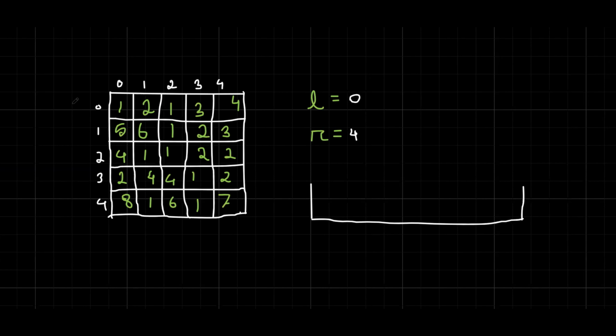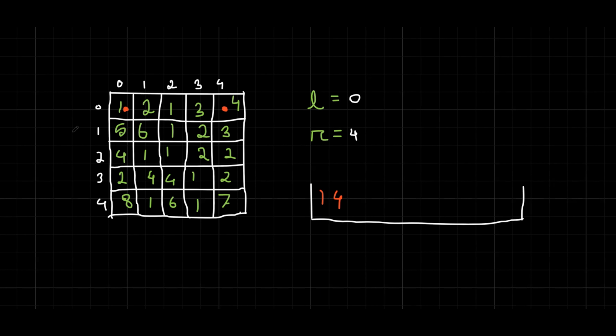Anyways, we have to run a for loop for each row from 0 to 4. Suppose we are currently in row 1. Now, by default, our left pointer value is 0 and our right pointer value is 4. Our left and right pointers will indicate the column. For the first row, our left pointer value is 0, so we have to take this element 1, and our right pointer value is 4, so we have to take this element. So we have to take 1 and 4.